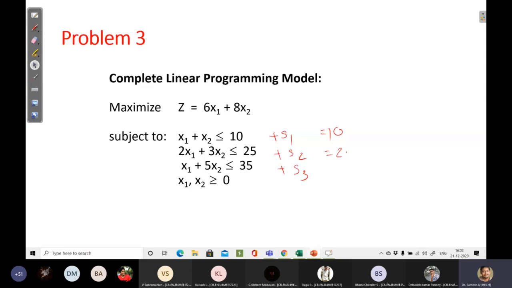So your objective function will have plus 0 S1, plus 0 S2, plus 0 S3. So that's the way you can solve. Proceed further for your iteration. Okay, so it is shown over here. So you can prepare the table.